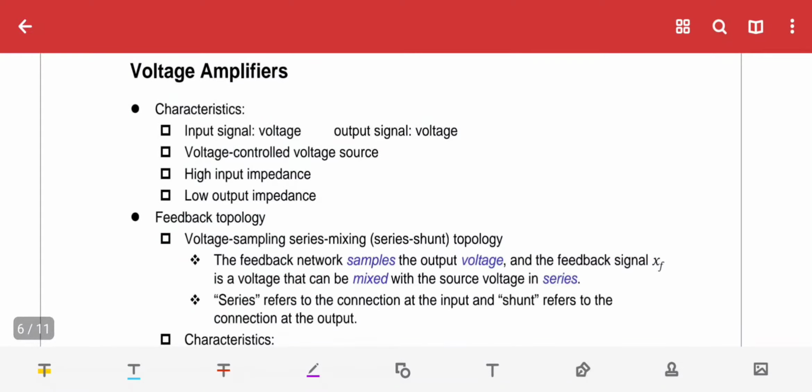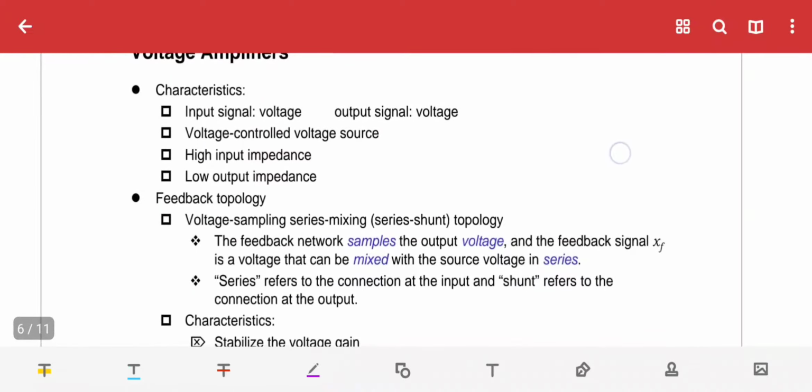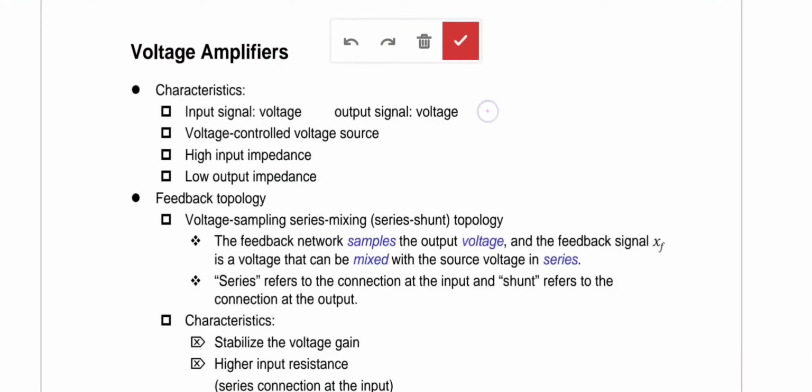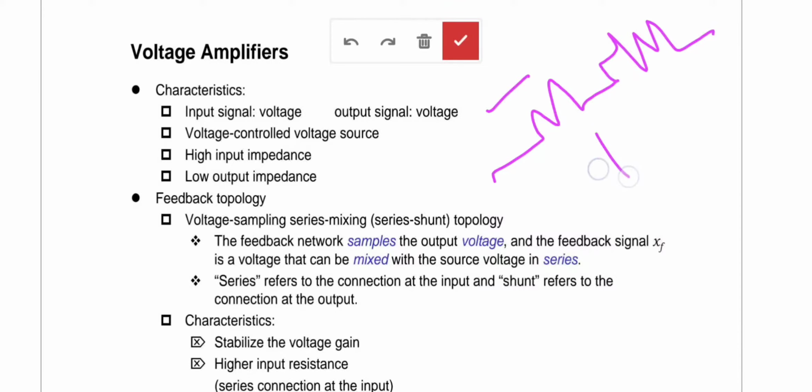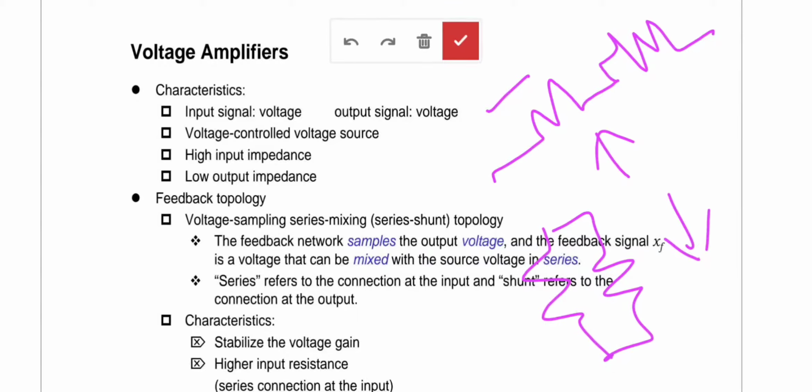So what are the characteristics of a voltage amplifier? You can see here one by one. Here the input signal is voltage and output signal is voltage. One more thing, seeing this name only, we can tell how will be the input impedance and output impedance. We know the resistance of a structure increases if it is in series connection. If it is in parallel connection, resistance decreases, right? So this is a series shunt topology.